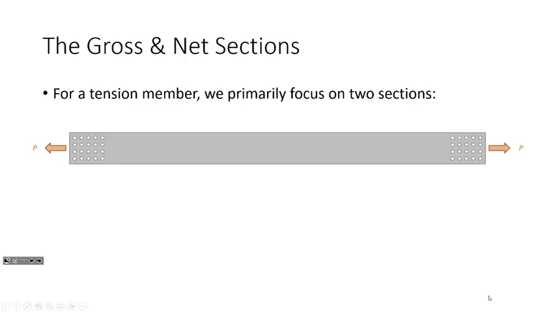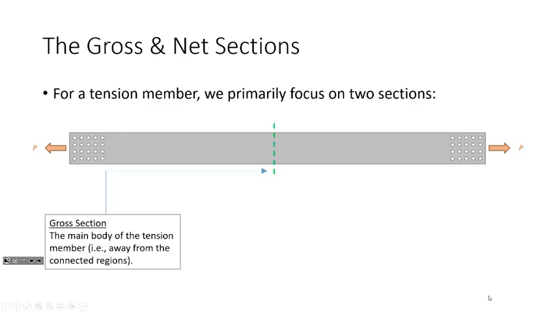Make sense? Now, you know me, my secret weapon is a samurai sword or a lightsaber if I happen to be a sci-fi fan on some given day, and I like to use that to cut sections, okay? When we're looking at a tension member, we have two primary sections that we tend to focus on. We have names for those. The first is the gross section, and the second is the net section.